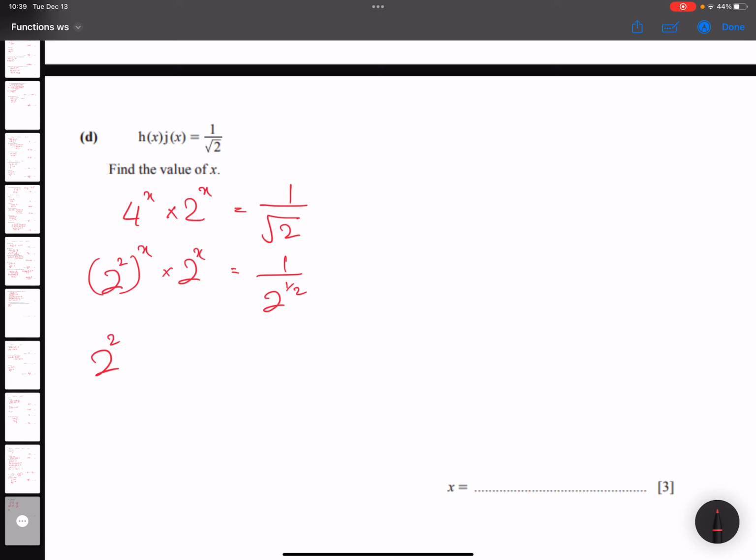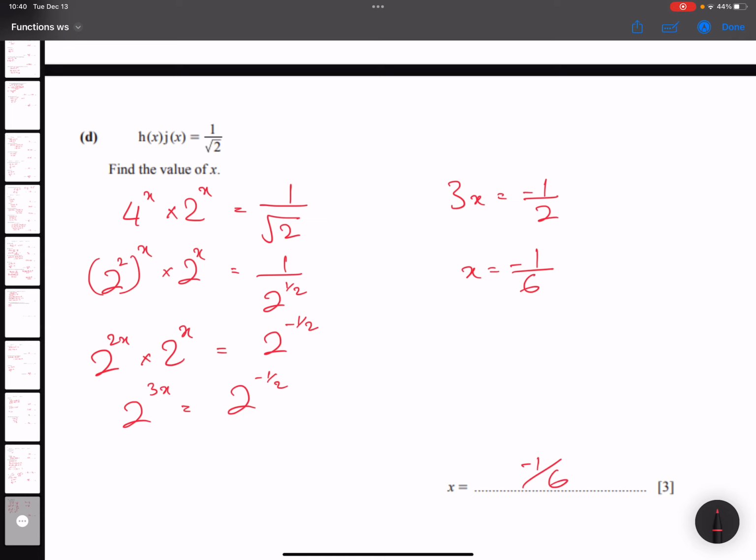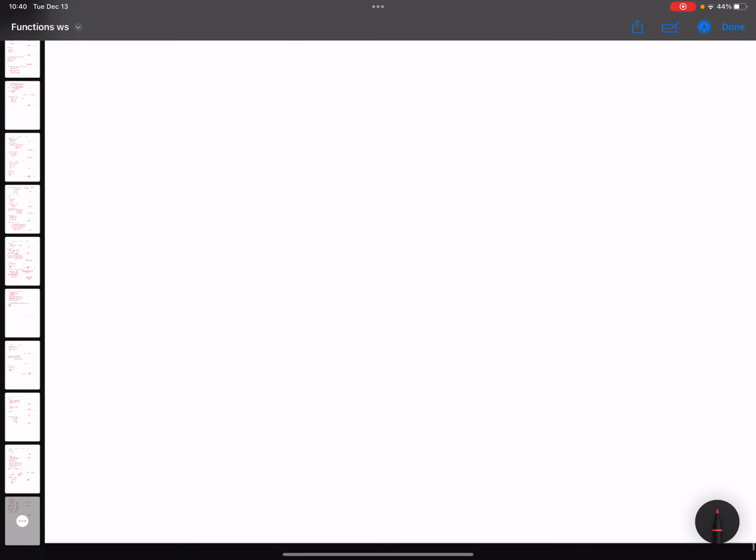This would be 2 to the power of 2x times 2 to the power of x equals 2 to the power of minus half. Then you add the powers. 2 to the power of 3x equals 2 to the power of minus half. Then you equate the powers. 3x is minus half. x is equal to minus 1 over 6. All right? And that's it, everybody.